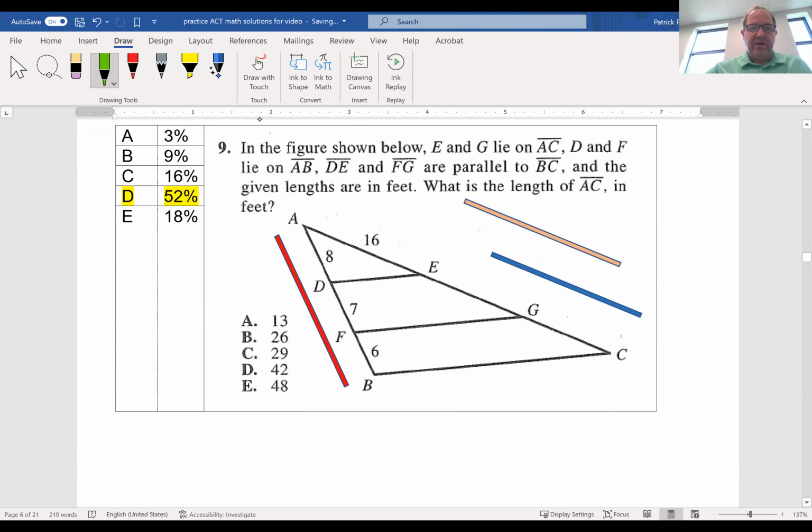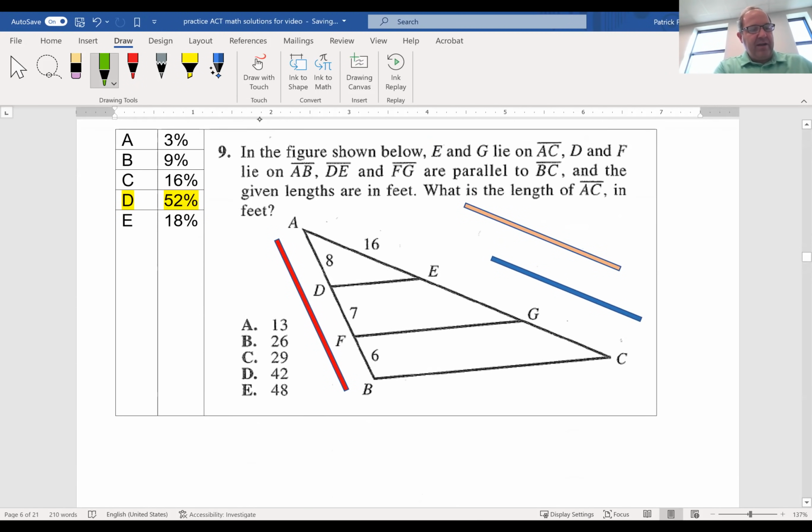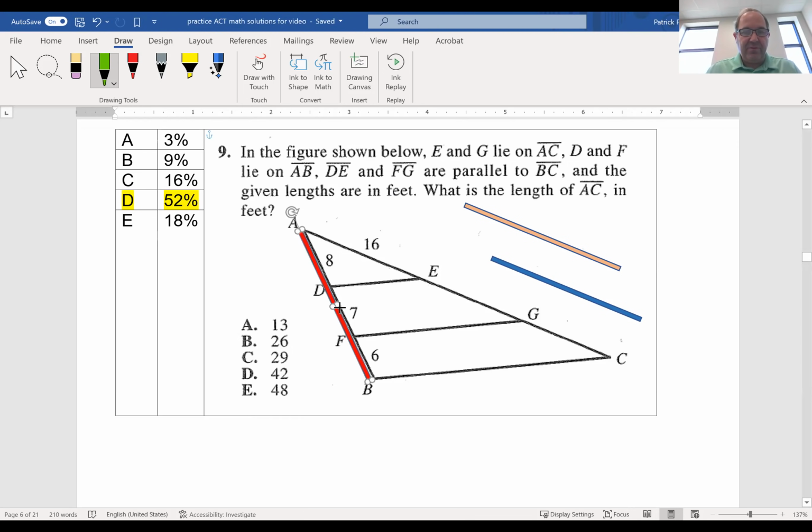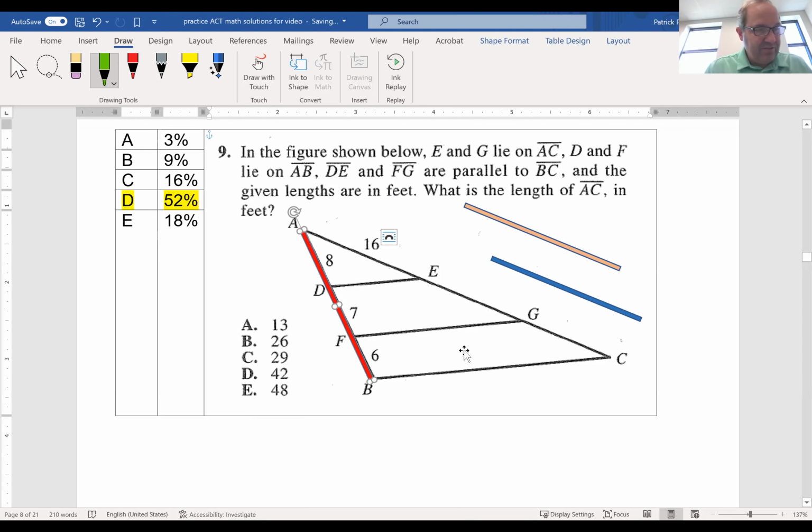Okay, question number 9. Number 9, we don't even need to know any math at all. We can just use the fact that things are drawn to scale, okay? So you could use your pencil as a ruler if you want, or the side of your bubble sheet as a ruler. And I know that this distance here is exactly 21. They want to know how long this distance is.